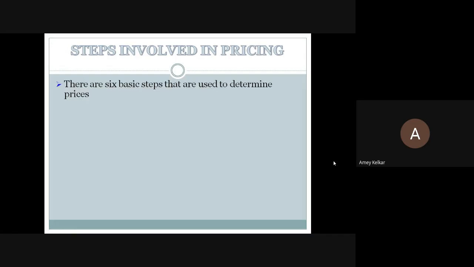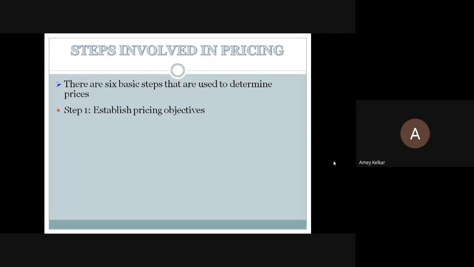There are 6 basic steps that are used to determine prices. And this is an important question: explain the steps involved in pricing. This has been asked in examinations, and it will be a question when you give your second internals also. What is pricing? Explain the steps involved in pricing. There are 6 basic steps.